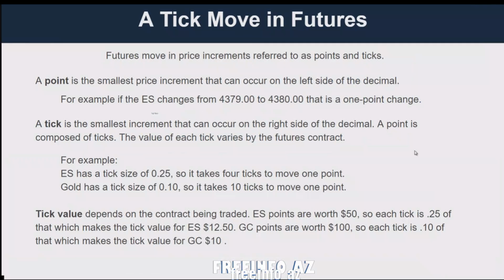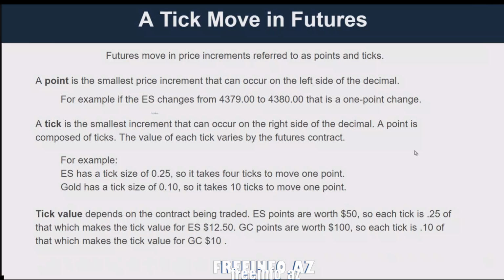Futures move in price increments referred to as points and ticks. A point is the smallest price increment that can occur on the left side of the decimal. For example, if the S&P changes from 4379 to 4380, that is a 1 point change. A tick is the smallest increment that can occur on the right side of the decimal. A point is composed of ticks, right? The value of each tick varies by the futures contract.